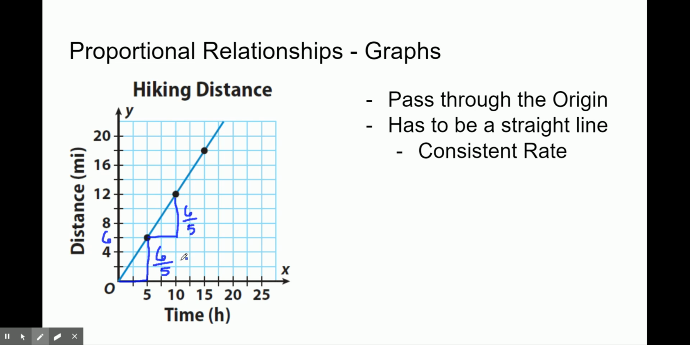And from 10 hours to 15 hours, the next 5 hours, we've gone another 6 miles to 18 total miles. So 6 and 5. So as you can see, our rate is consistent. We have a straight line and it crosses through the origin. So this would be a proportional relationship.